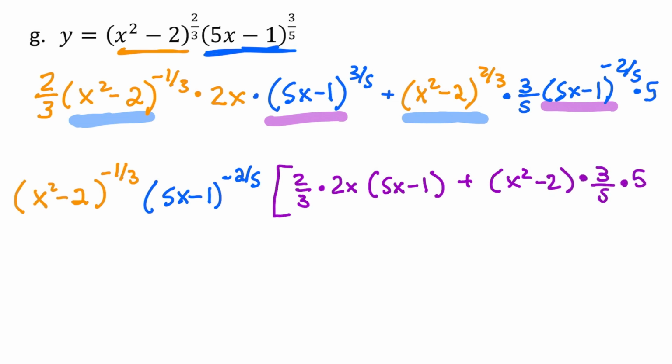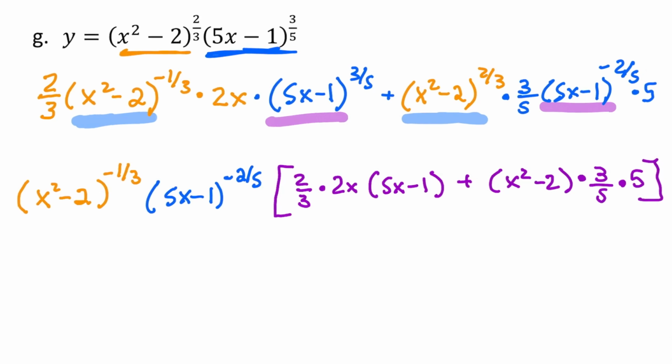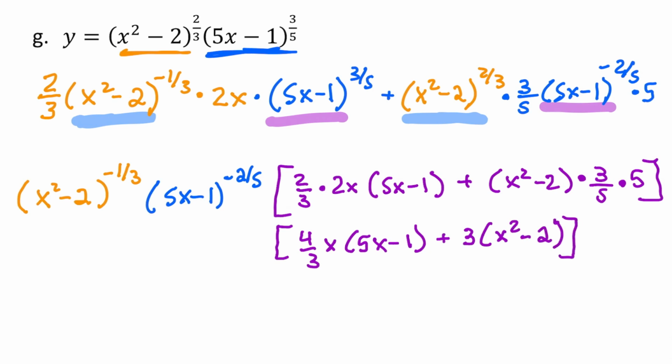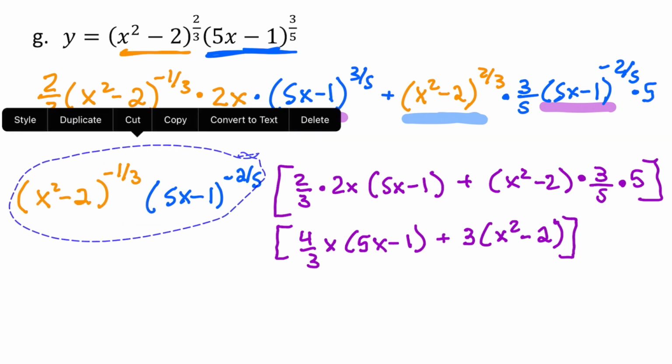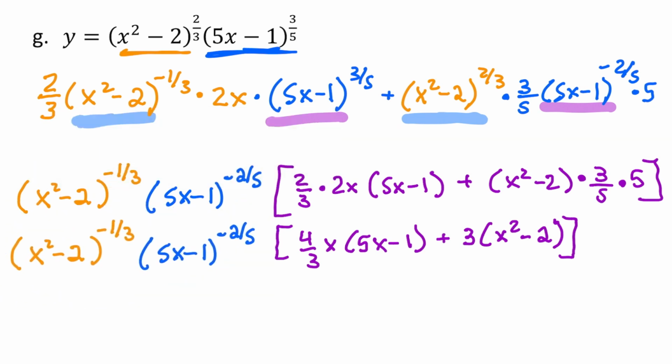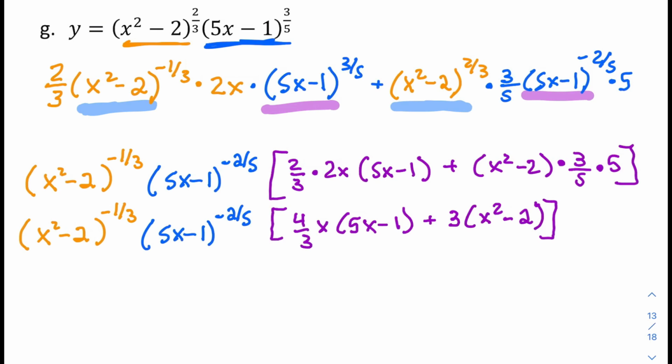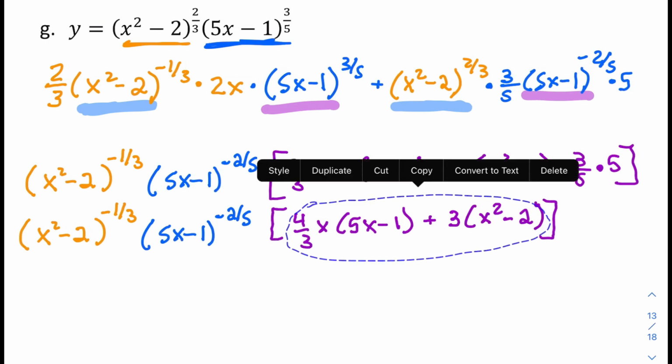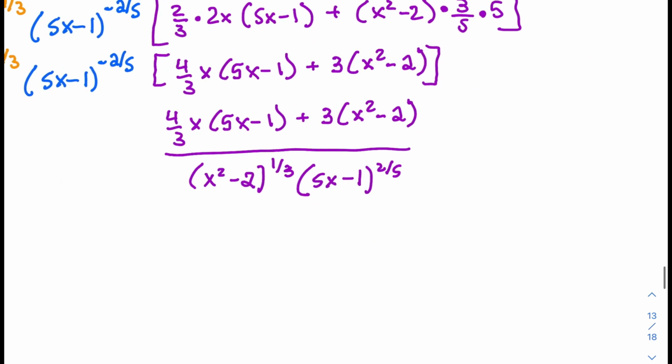And then I'm going to go ahead and take my constants and multiply them together. So my 2/3 times my 2x will be 4/3 x. And then my 3/5 times my 5 is going to just get me a 3 times the quantity x squared minus 2. And everything that I had factored out has negative exponents, so I'm going to go ahead and move those to the denominator. So it looks like this.